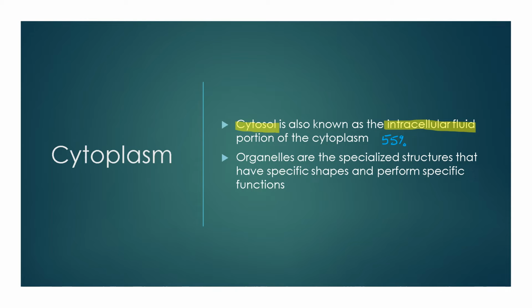The cytosol does vary in composition and consistency from one part of the cell to another. Generally, it's about 75 to 90% water, plus various dissolved and suspended components. So these would include things like ions, glucose, amino acids, fatty acids, proteins, lipids, ATP, even waste products are going to be dissolved within the cytosol. The organelles, on the other hand, are these tiny little specialized structures. They each have their own very specific shape and very specific functions. We will talk about most of the organelles each individually.